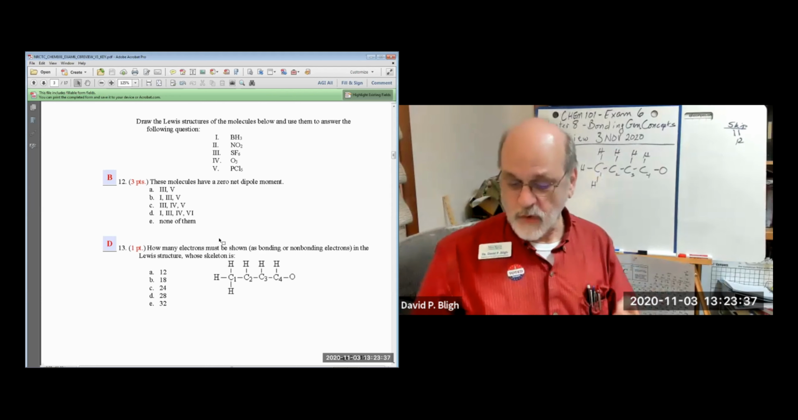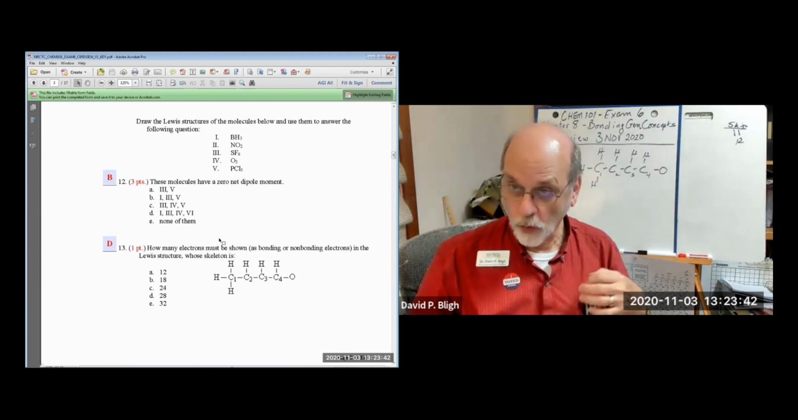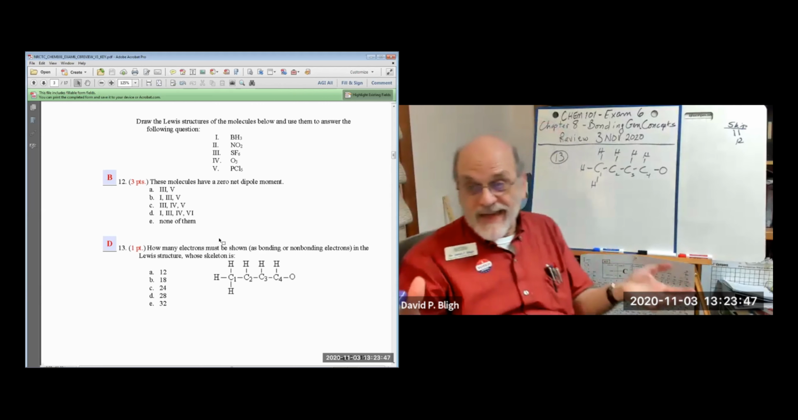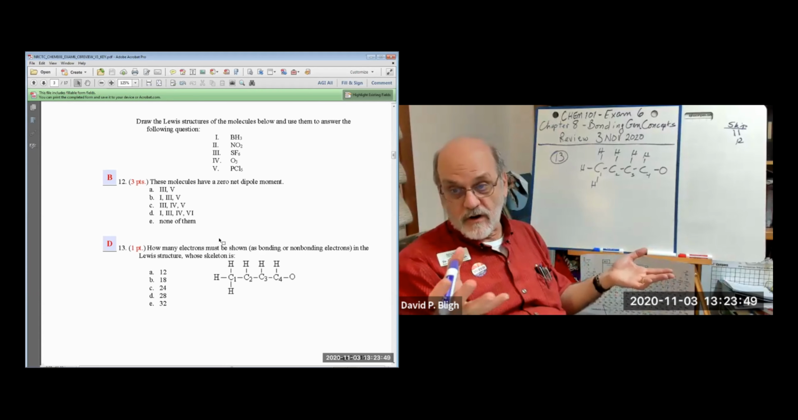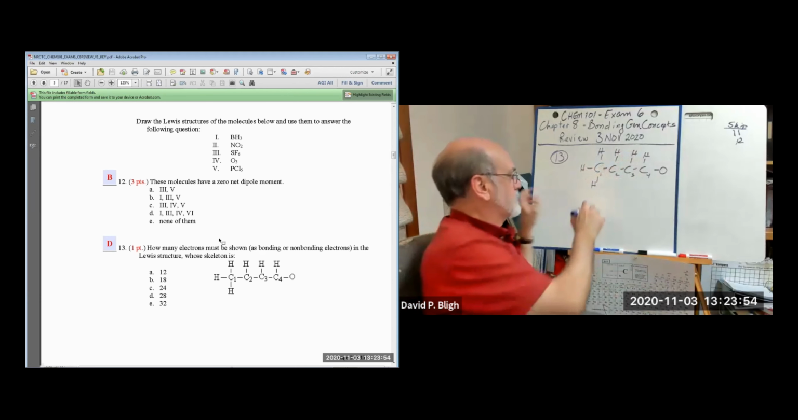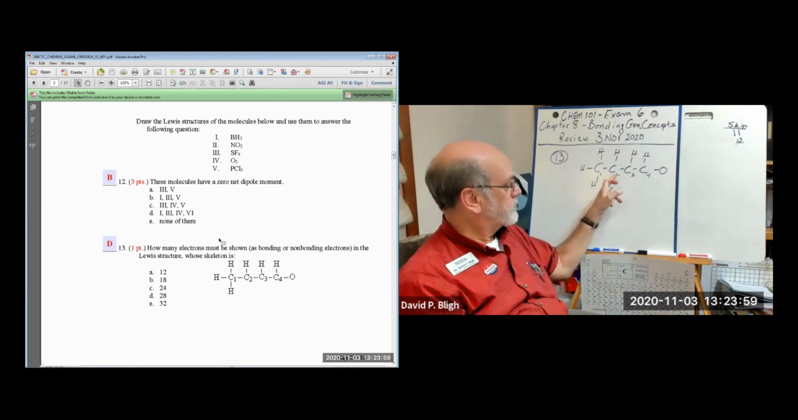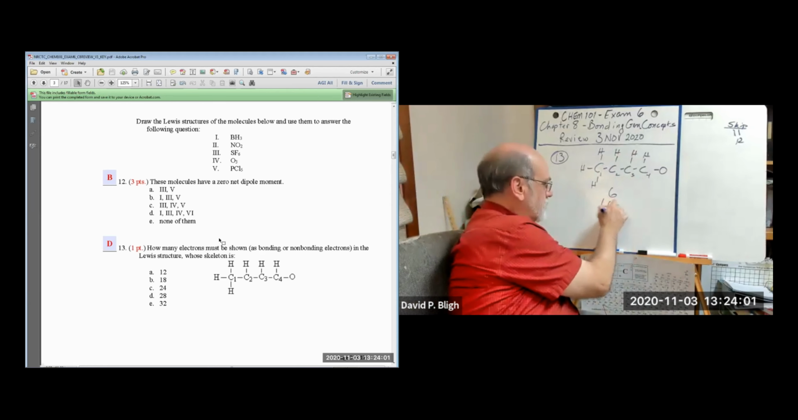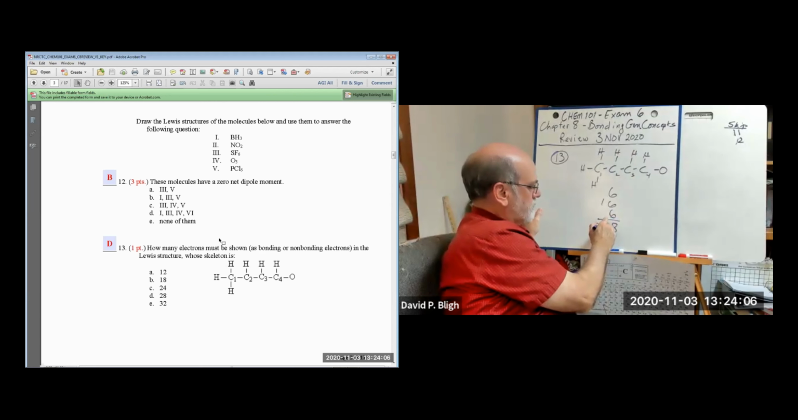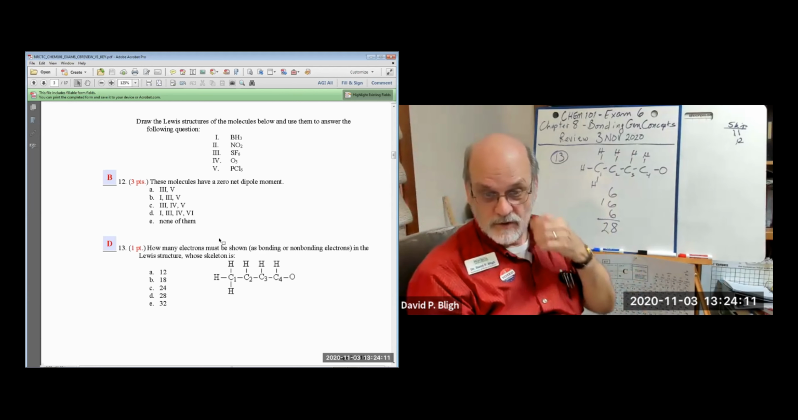Okay, this question is really simple to answer. How many electrons must be shown as bonding or non-bonding electrons in the Lewis structure? So for that, all you do is count up the number of valence electrons. Hydrogens, 1 each. 1, 2, 3, 4, 5, 6. Carbons are 4 each. 4 times 4 is 16. And oxygen is 6. So it should be 28 electrons, which makes the answer D.